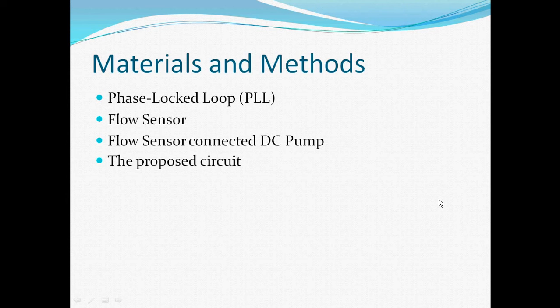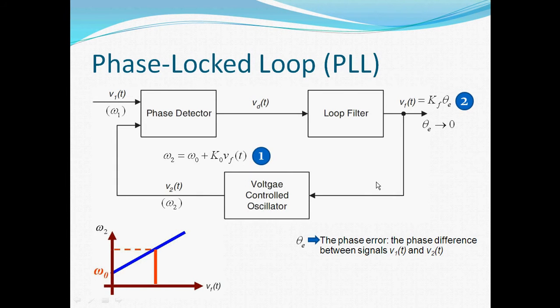This section is materials and methods. This section consists of the phase-lock loop, flow sensor, connected DC pump, and the process circuit. The basic functional components of a phase-lock loop are a voltage-controlled oscillator, or VCO, a phase detector, and a loop filter. The VCO has an angular frequency omega 2, which is determined by the output signal Vf of the loop filter.